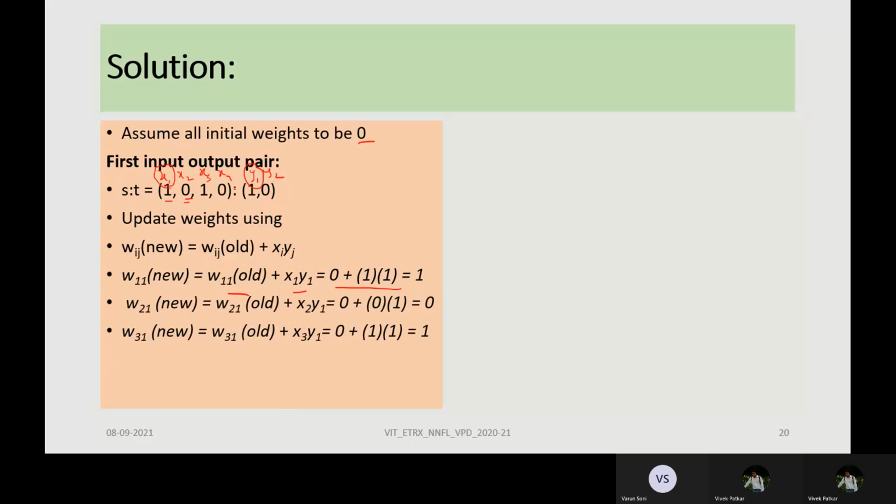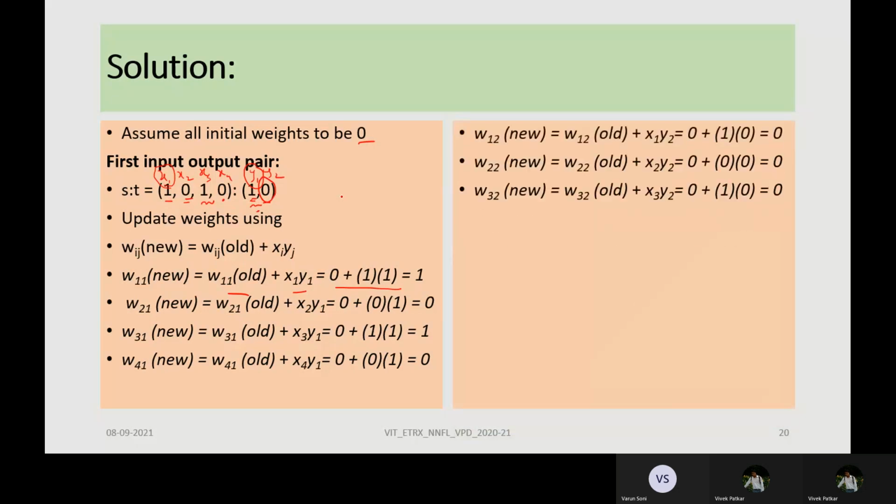W21 मतलब ये और ये, W31 मतलब ये और ये, and W41 will also be there. W41 means this and this. Similarly, now we will go for weights corresponding to the second output. Again, इसको सबके साथ multiply करेंगे सब inputs के साथ, to get the weights. Are you able to understand this?